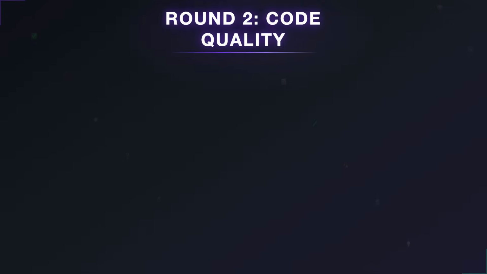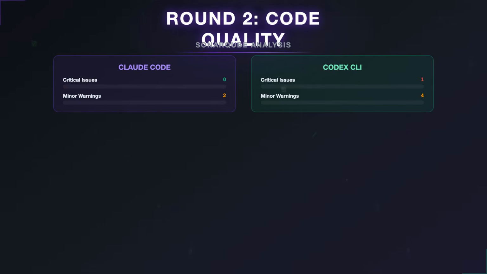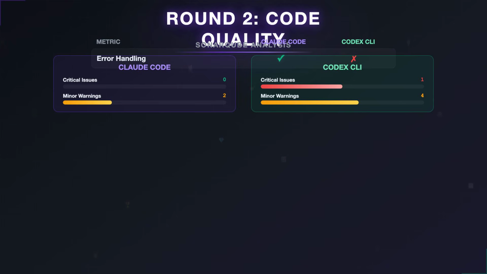Round 2: Code quality. I ran both codebases through SonarQube, ESLint strict mode, and a manual code review. Here's what I found: Claude Code's output had zero critical issues, 2 minor warnings, consistent naming conventions, comprehensive error handling, input validation on every endpoint, and clean separation of concerns.